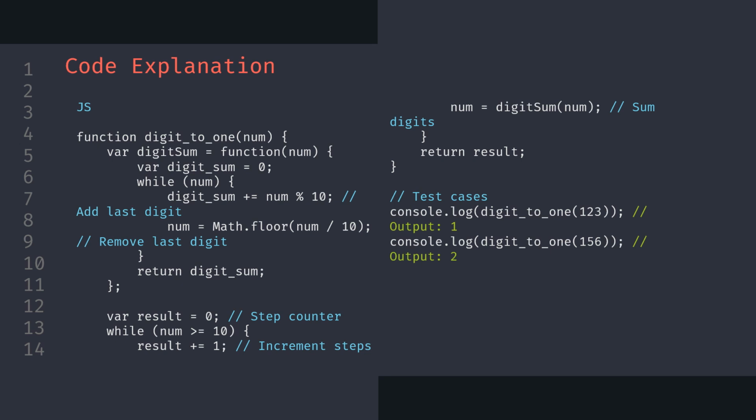This ES5 implementation uses a helper function, digit sum, to calculate the sum of a number's digits. The main function, digit to 1, counts the number of steps needed to reduce the number to a single digit. The loop continues until the number is less than 10, ensuring that the result is a single digit.